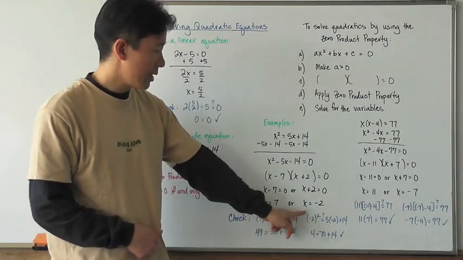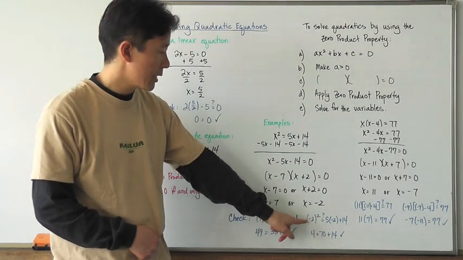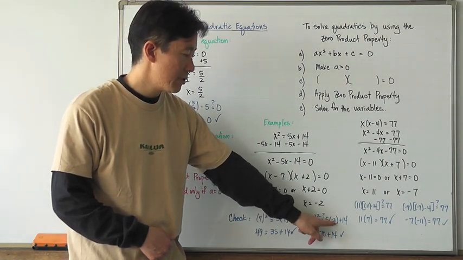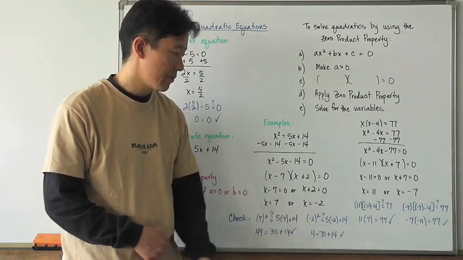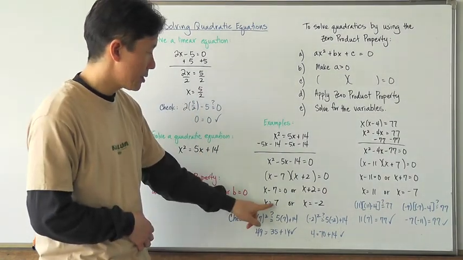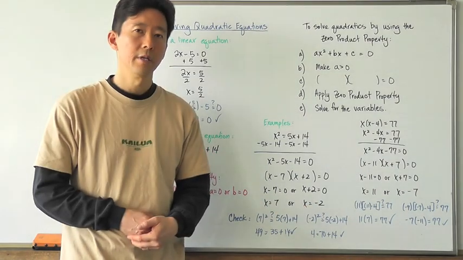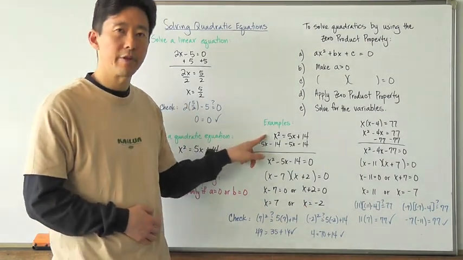Now, on the other side over here, we have x is equal to negative 2. If we do the substitution, we have negative 2 quantity squared. Is that equal to 5 times negative 2 plus 14? And sure enough, we have 4 is equal to negative 10 plus 14, and sure enough, that is equal. So we know that these two values, x is equal to 7 or x is equal to negative 2, are solutions of the quadratic equation that we were originally given.